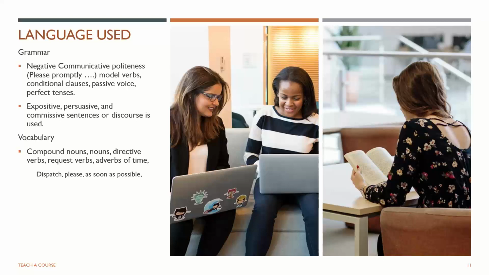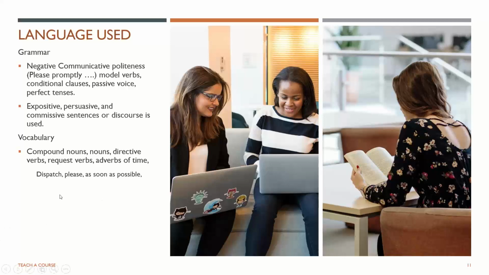They mentioned that the grammars which were used are, we call it in English language, the linguistic features. They outlined that the linguistic features used in such a kind of complaint letters are negative communicative politeness. For example, please promptly. Modal verbs, for example, can and could, and these kind of verbs are used in such a kind of complaint letters. Conditional clauses are used in such complaint letters. Passive voice, perfect tenses. They also mention that expositive, persuasive, and commissive sentences are very usual and have been used in this particular complaint letter.